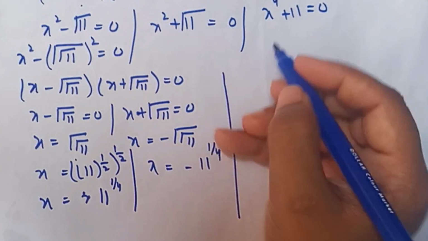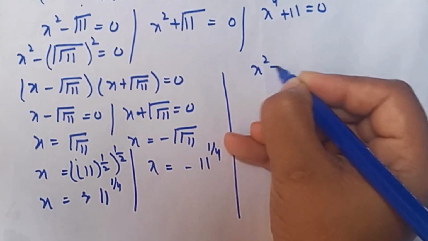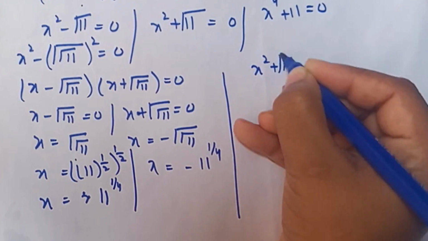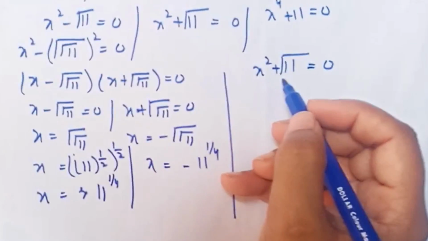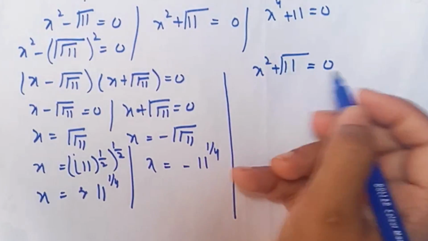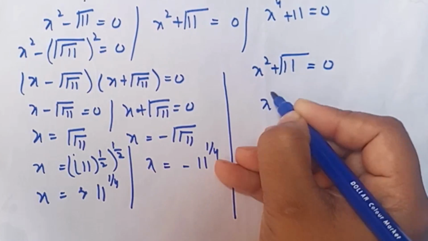Now look at this second case. This is x square plus square root 11. This is equal to 0. So in this step we subtract square root 11 on both sides, then we get x square.